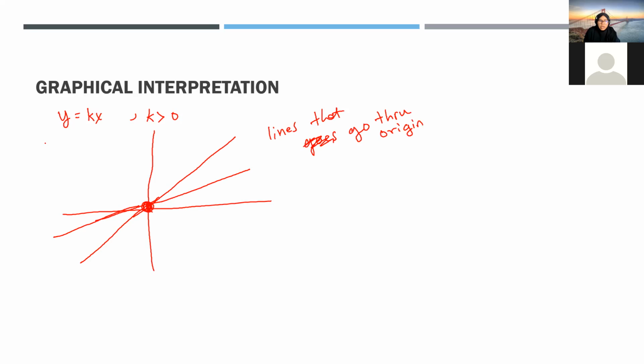Same thing if we have y equals kx, but k is less than 0, so it's going to be in this line. A negative multiplier. So the key point, it goes through the origin. You start from 0, 0 in the Cartesian coordinate.